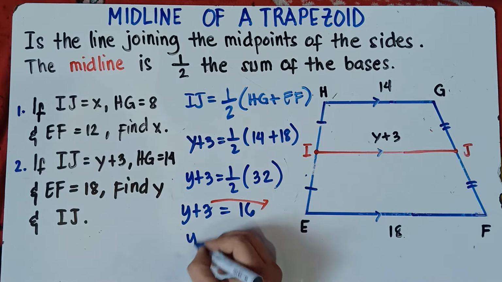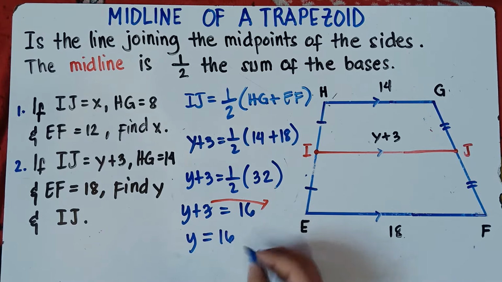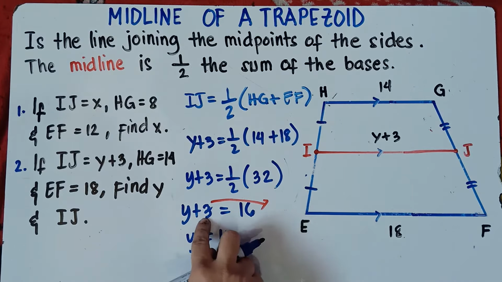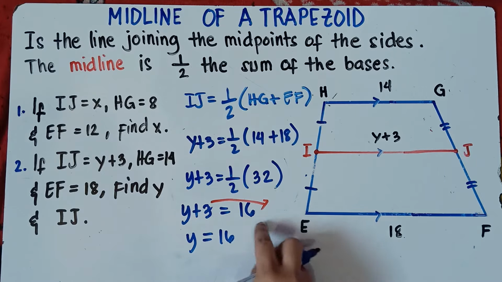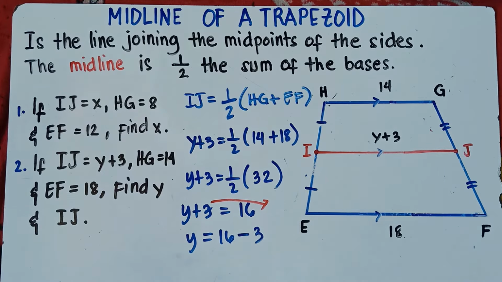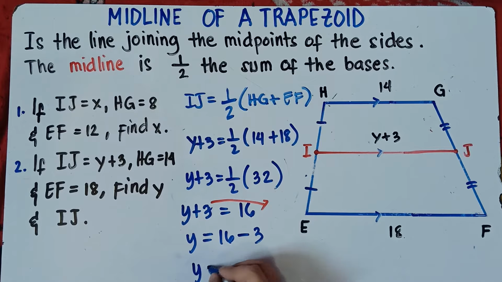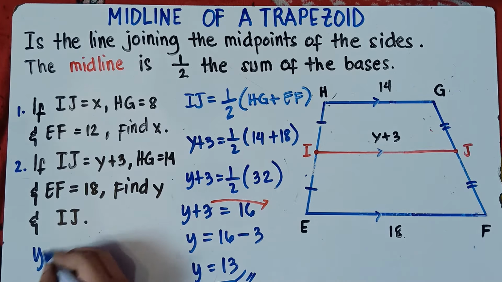So this will be y equals, copy 16. This is positive 3. Once you transfer from this equal sign, you change the sign. This will be negative 3. Alright, and this will be y equals 16 minus 3, that is 13. That's it, class. That's the answer there for number 2 for y. So y is equal to 13, and we are still looking for ij.